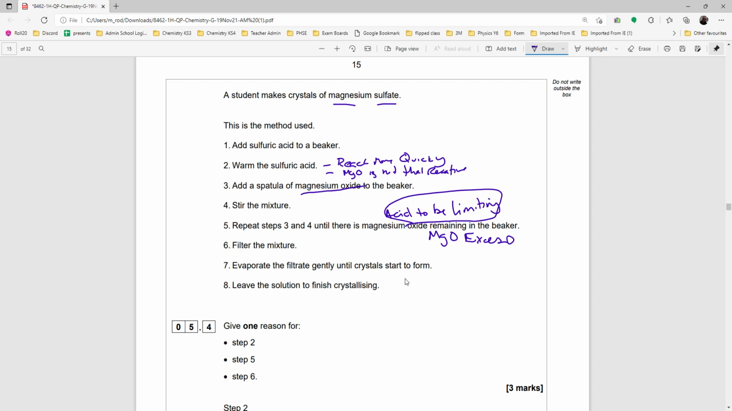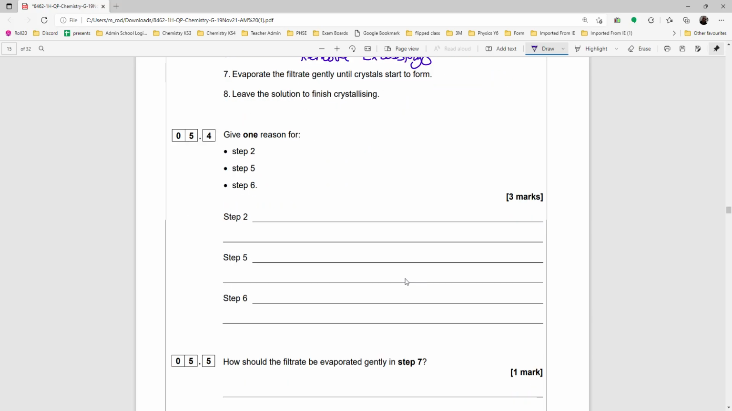Step 6, filter. And that is, of course, to remove your excess MgO. And there we go.